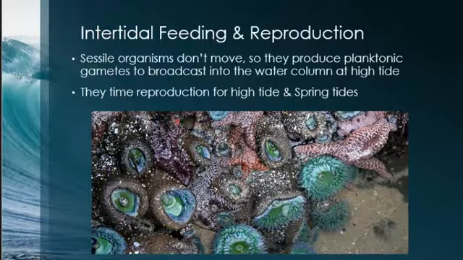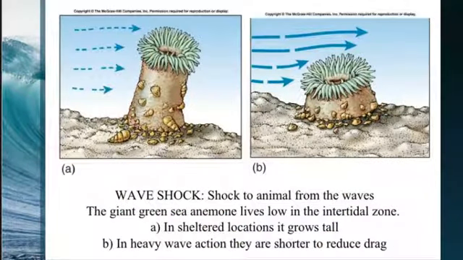Okay, I think next we're going to look at wave action, right? Yeah, so wave shock. Shock to animals from the waves, they are very violent. Here we can see a giant green sea anemone. It lives in the low intertidal zone. In sheltered locations, they can grow very tall, but when they're not, they kind of stay stubby like that, kind of short. And it has to do with the amount of violent wave action coming in during the changeover from low to high tide. So they'll reduce the drag that way.